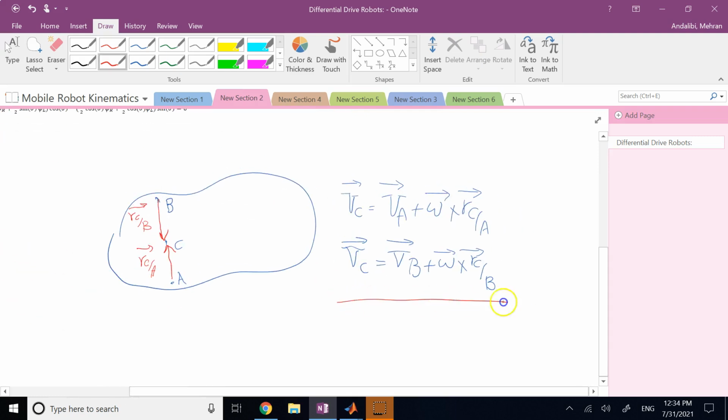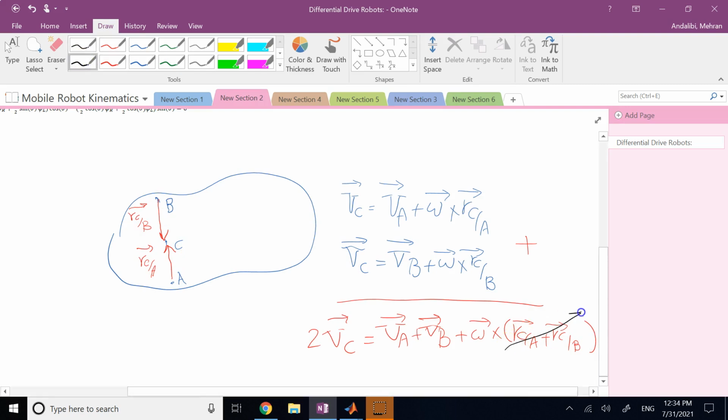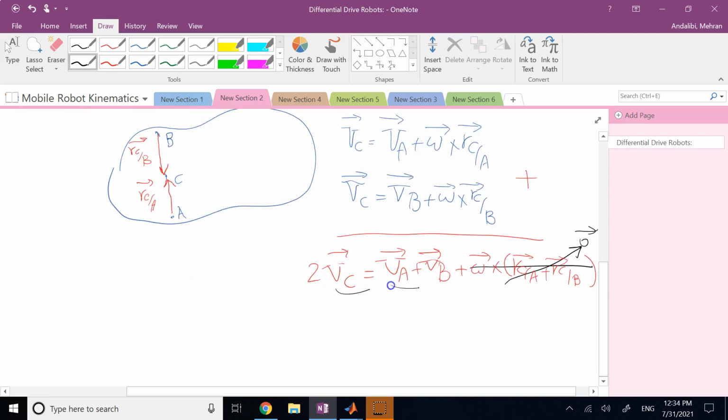If I add these two relations together, I will get 2 V of C is equal to V of A plus V of B, and then plus omega cross R of C with respect to A plus R of C with respect to B. And what is the sum of these two vectors? Clearly you see these two vectors are negatives of each other, so this whole term is 0, and omega cross 0 is going to go away. So clearly V of C is what? Half of V of A and B, right? The velocity of the centroid is the average of the velocity of the centroids of the left and the right tire.